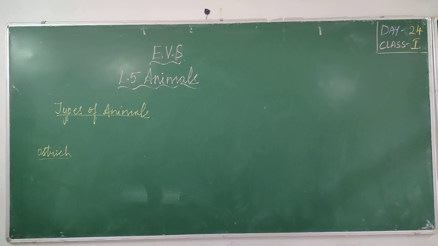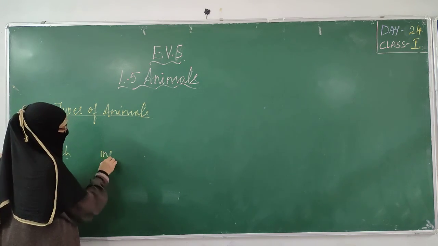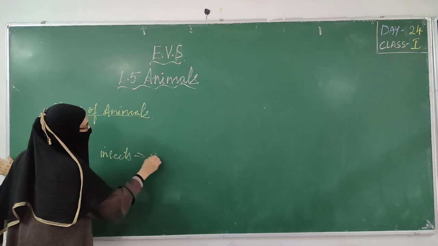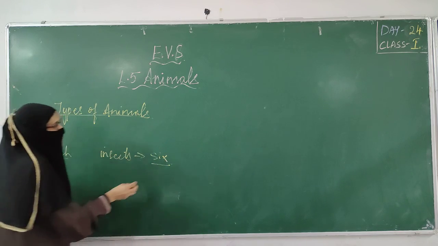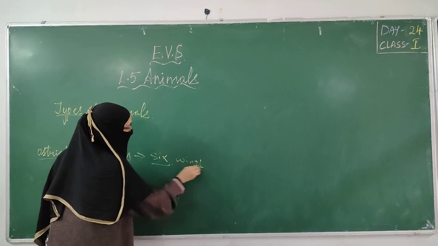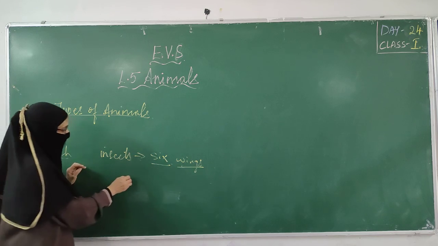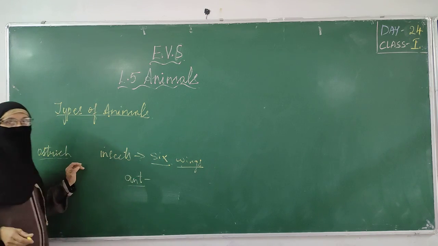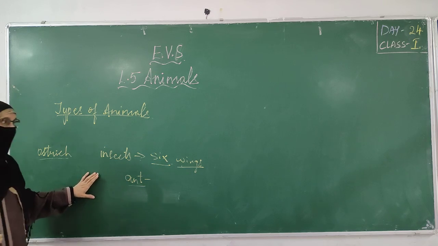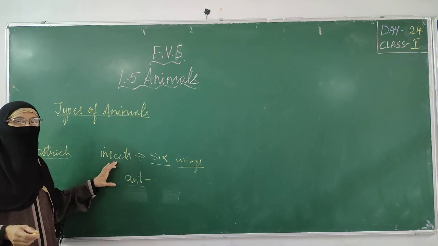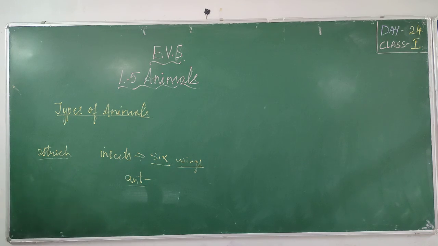Now coming to insects. Insects have how many legs? I explained to you, insects have 6 legs. Insects have wings too, so insects that have 6 legs and wings can fly. Whereas ant is also an insect, but an ant will not have wings. It cannot fly. So in insects too we have 2 kinds: some insects can fly, some cannot. Insects which can fly are mosquito, housefly, grasshopper, butterfly, etc. So this is what we studied in our previous class.